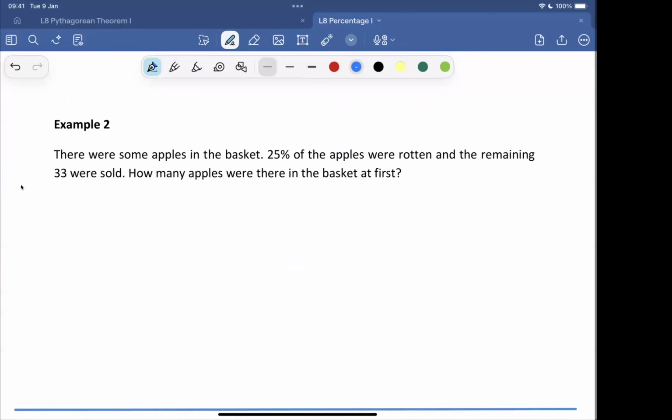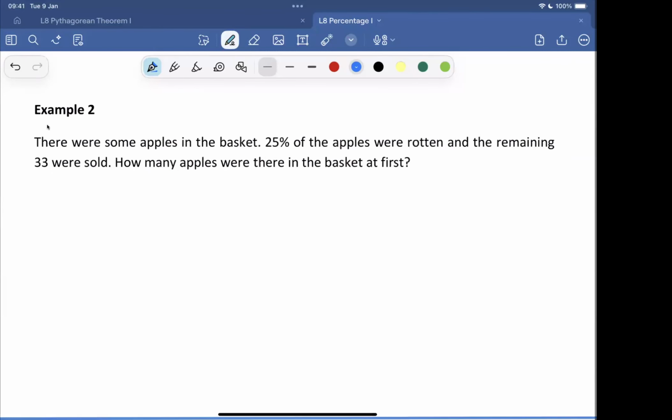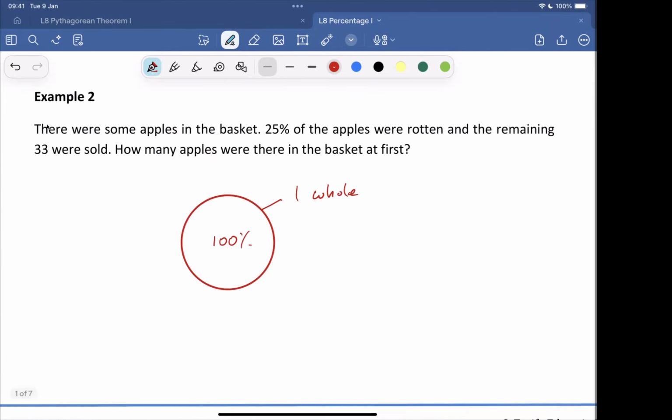There were some apples in the basket. 25% are rotten. So can I ask Santosh? Hey, Santosh. Santosh, let's say I have a pizza, and this is one whole. Do you know one whole is how many percent? 100%. Why is it 100%? Well, let me bring you back to the basics. What is the meaning of percentage?